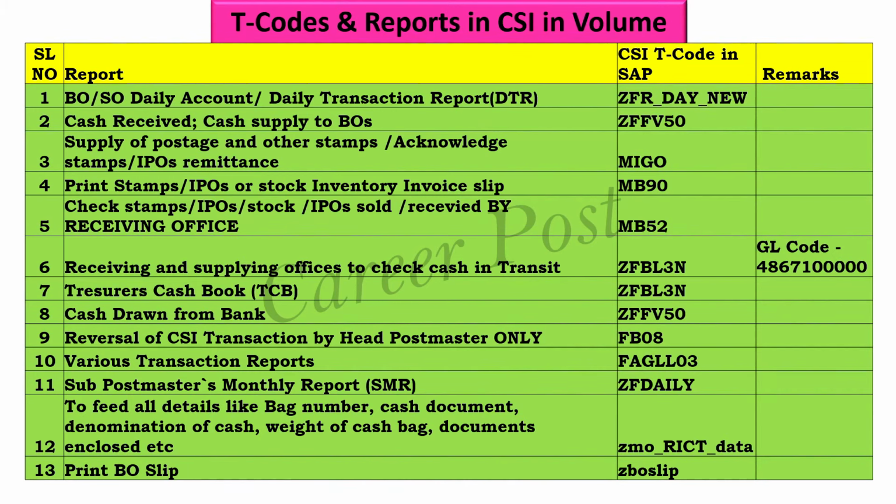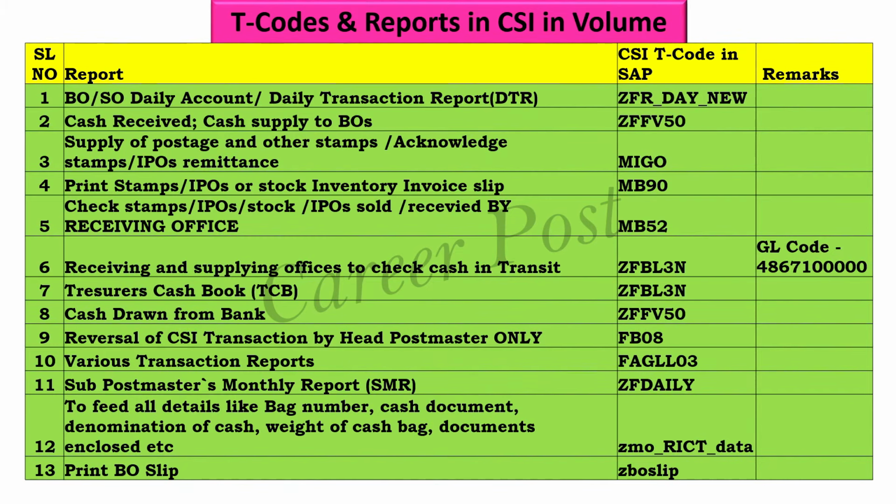Then comes checking stamps, IPOs, stock, IPO sold, received by the receiving office. That is MB52. You can check the stamps or IPOs or inventory for that matter through MB52. Printing it is MB90. Checking of these things is MB52. And for receiving and supply offices, to check cash in transit.